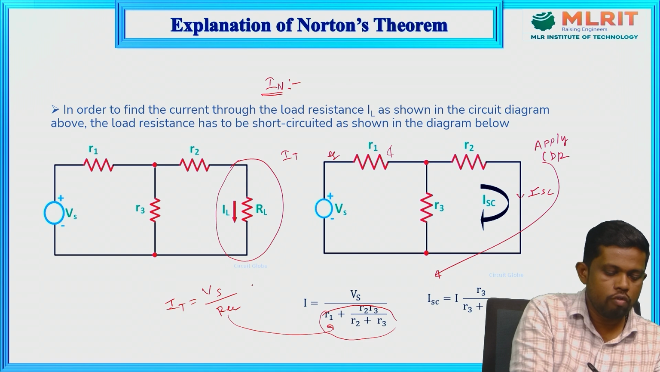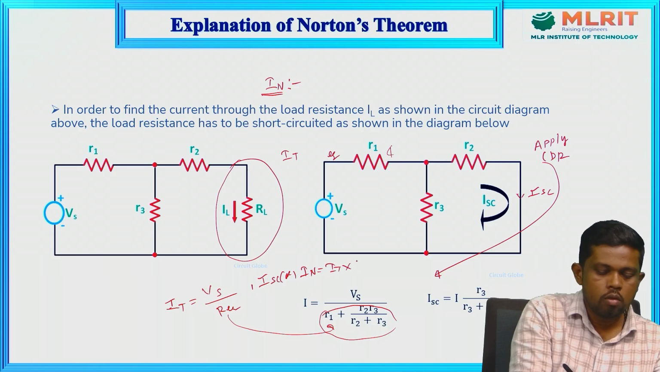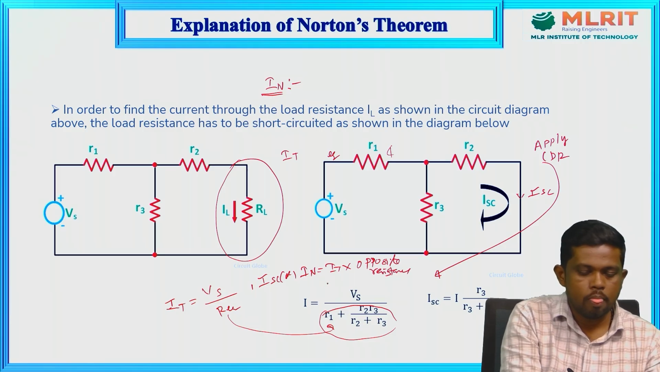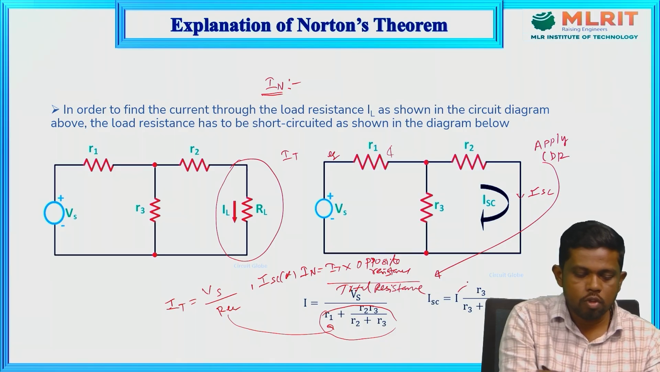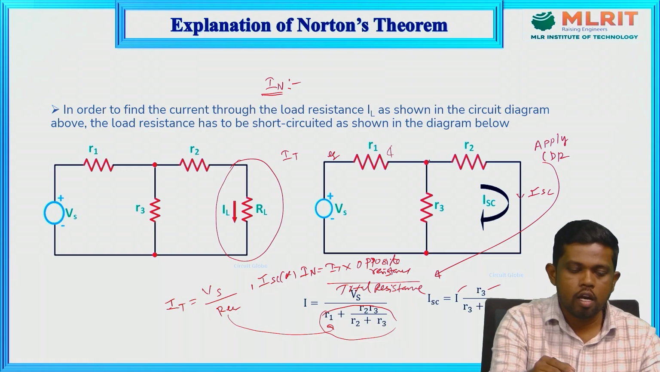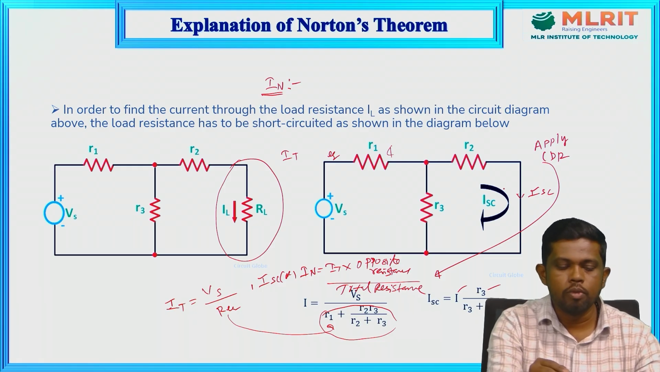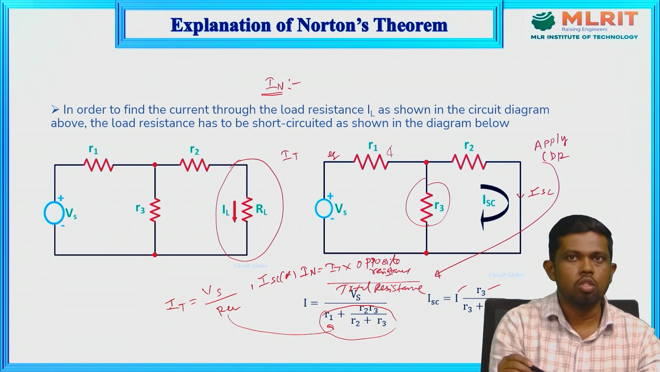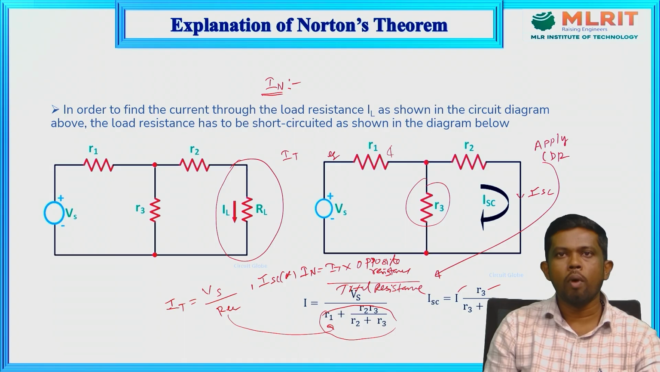From this, we need to find the short circuit current, ISC or IN, equal to the total current of the circuit into the opposite resistance divided by the total resistance. This is the total current of the circuit, and this is the opposite resistance. If the current through R2 is the required value, then the opposite of R2 is R3. This is the opposite element divided by the total element. So this is the way to get Norton's current value.